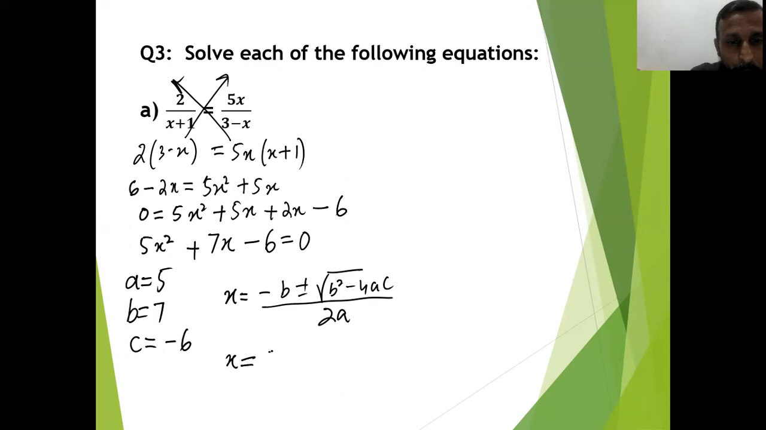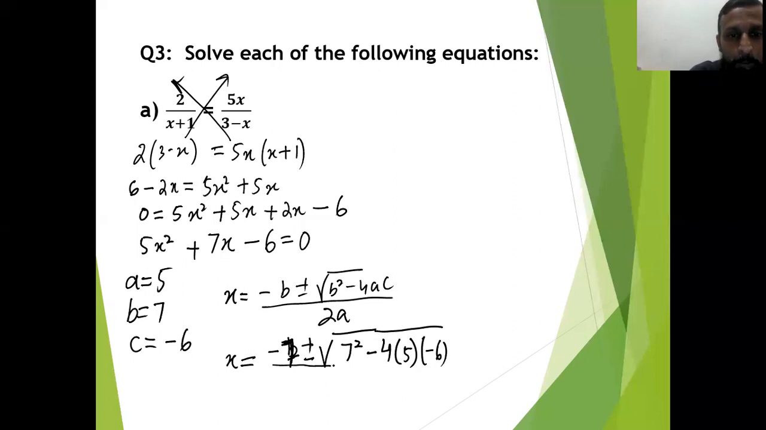Okay, so negative b plus... Now I need to plug in the value. So what's the value of b? It's 7. So it will become negative 7 plus minus under root 7 square minus 4. The value of a is 5. The value of c is negative 6, whole upon 2 multiplied by 5.